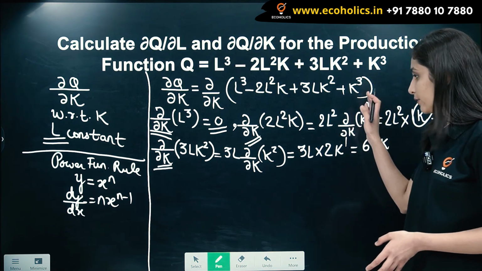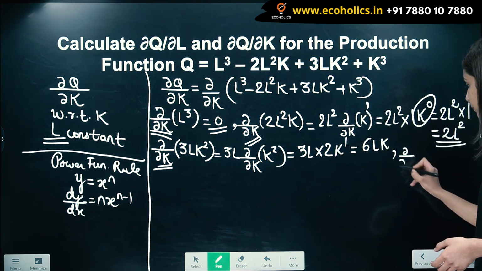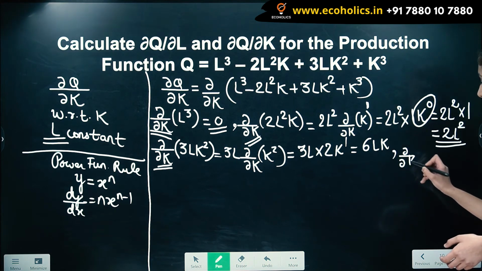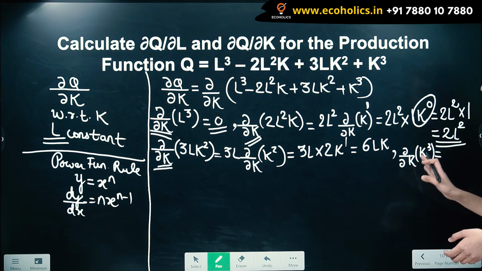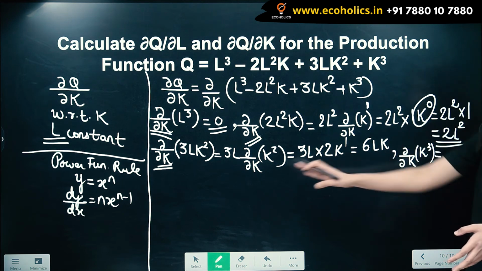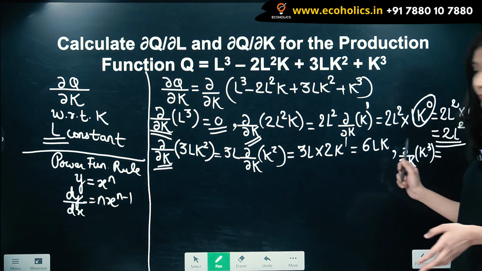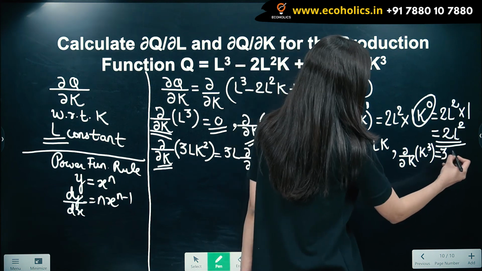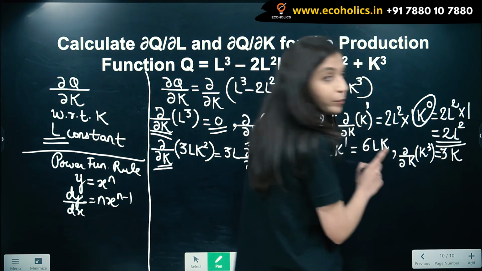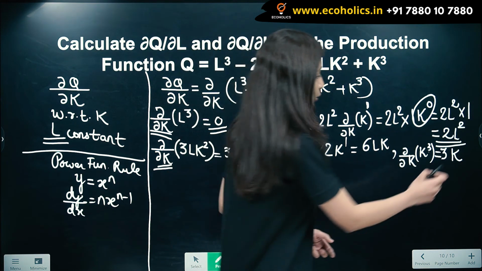We have a final term, that is k cube. Differentiation of k cube with respect to k. So again, using our power function rule, in this case we have n as 3. So we have 3k raised to n minus 1. So n minus 1 in this case is 3 minus 1, that is 2.